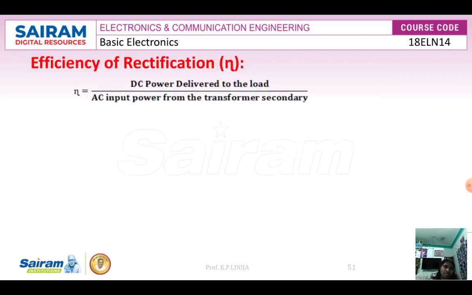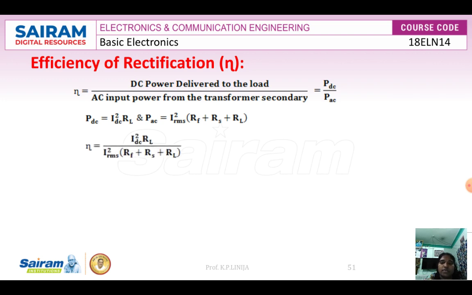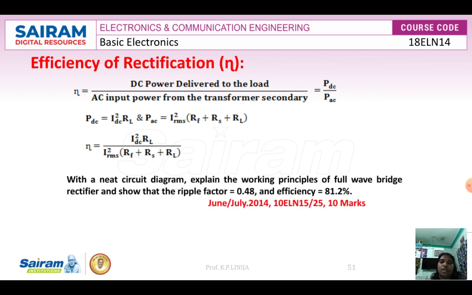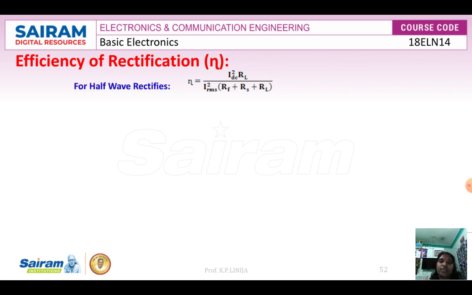Then efficiency. So efficiency eta is a very important factor in rectification. That is nothing but DC power delivered to the load divided by the AC input power from the transformer secondary. That is PDC divided by PS. But we know PDC is equal to I squared DC into RL. And PAC is equal to I squared RMS into (Rf plus Rs plus RL). Eta is equal to I squared DC into RL divided by I squared RMS into (Rf plus Rs plus RL). Okay. Same way for the full wave rectifier.